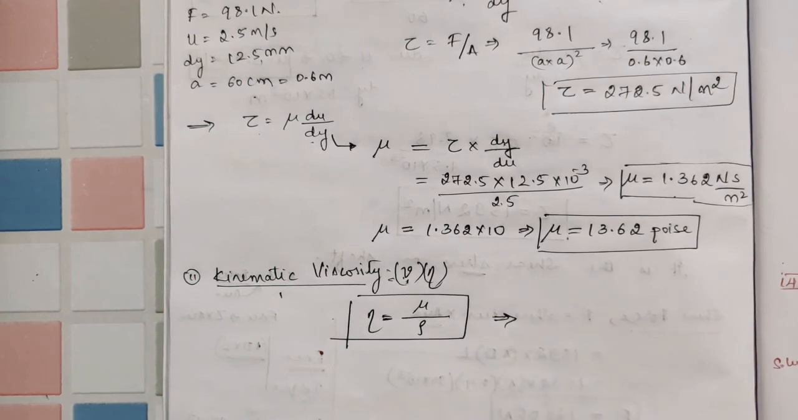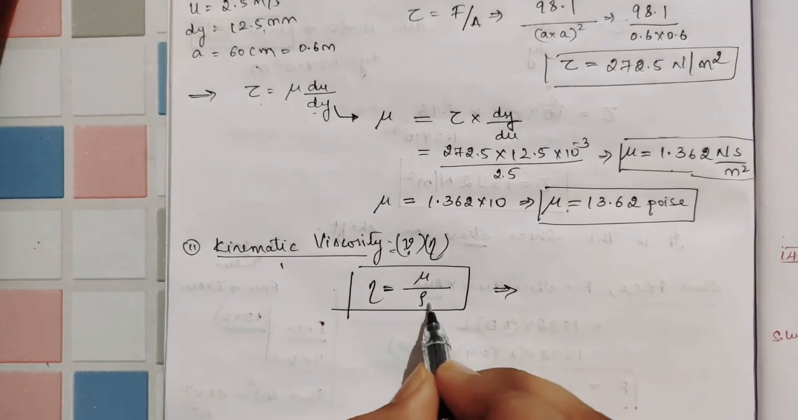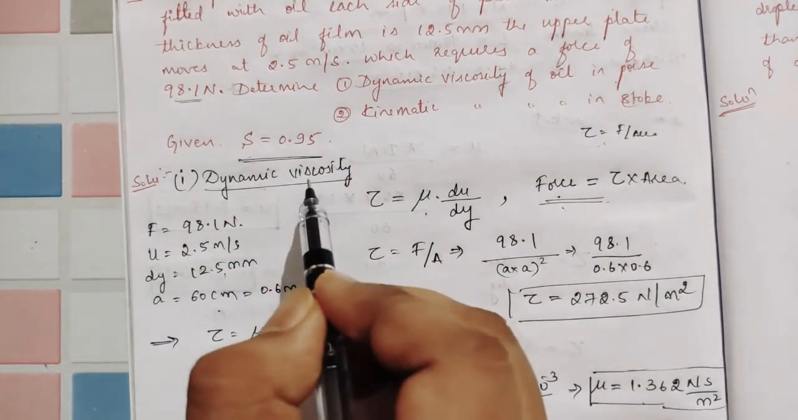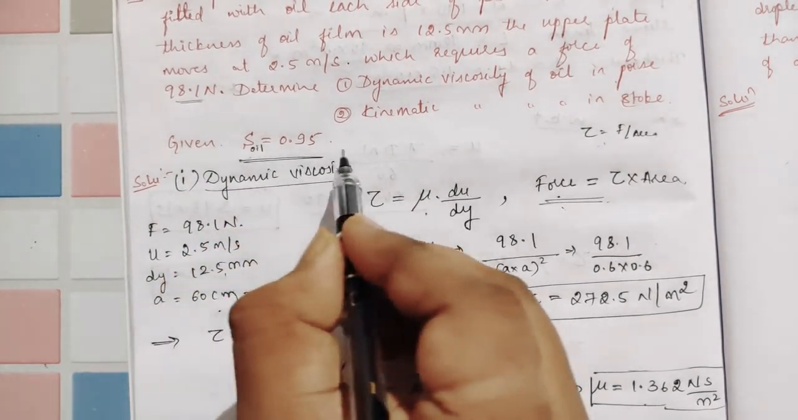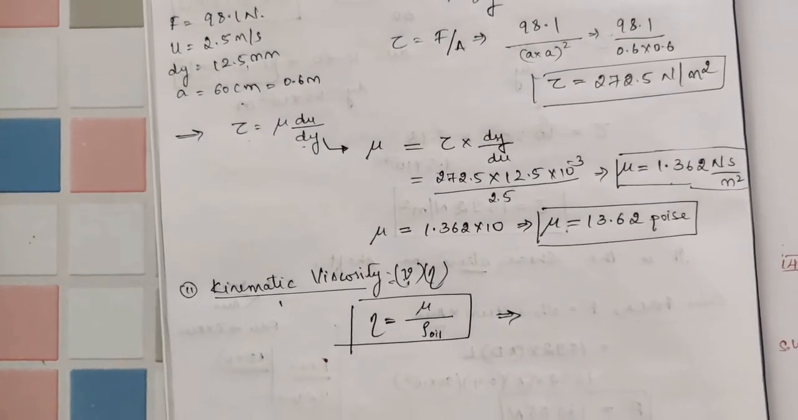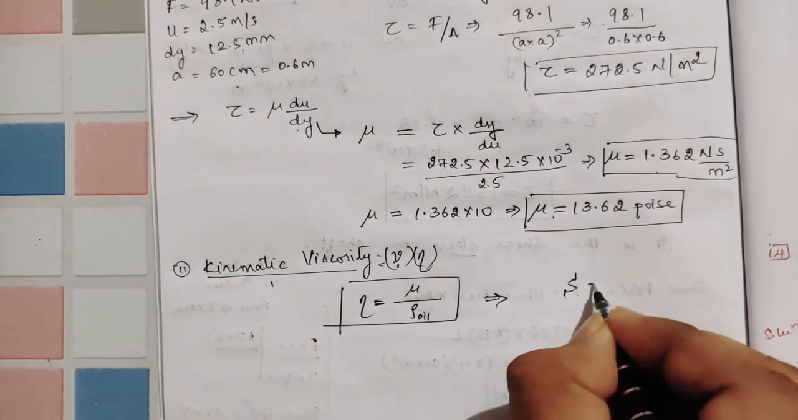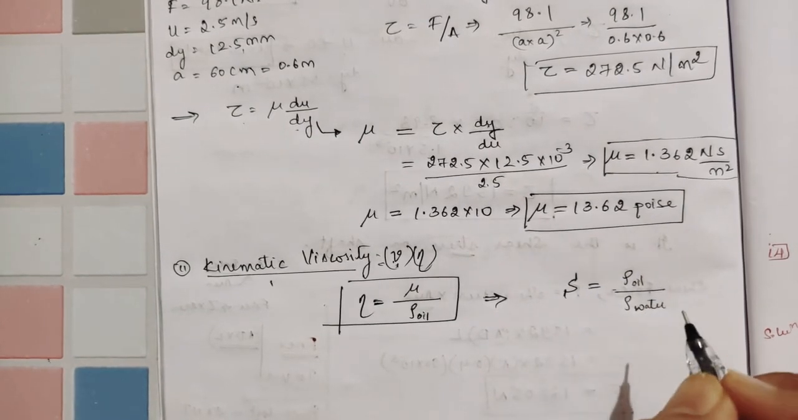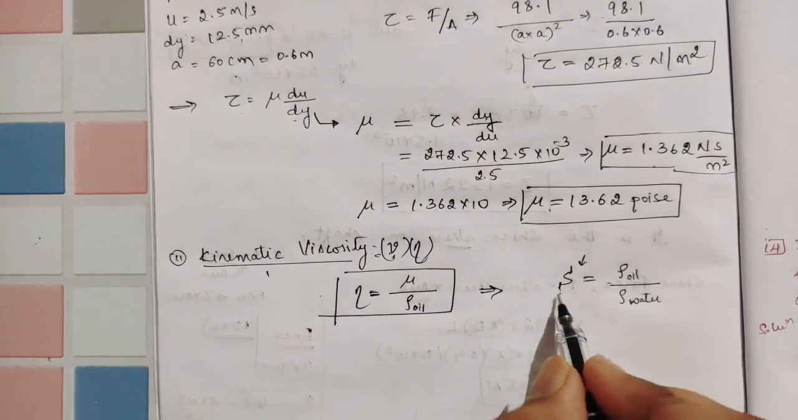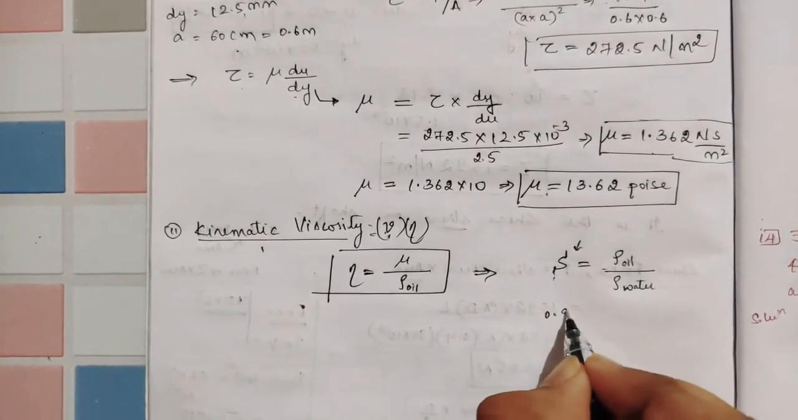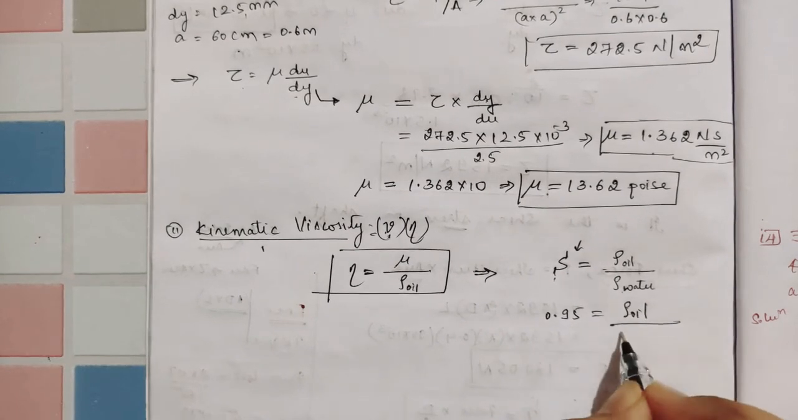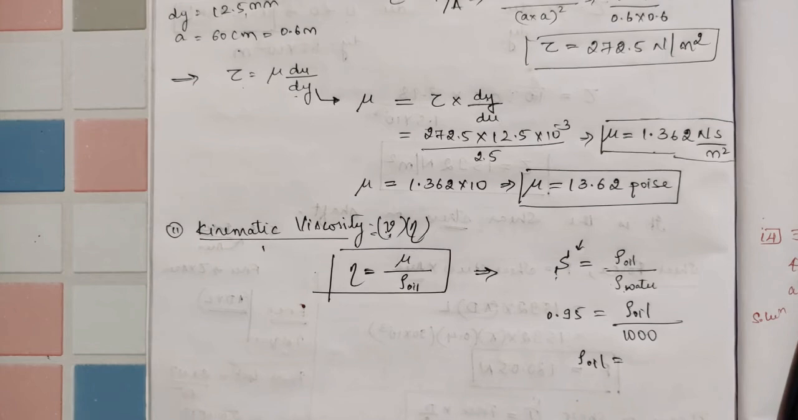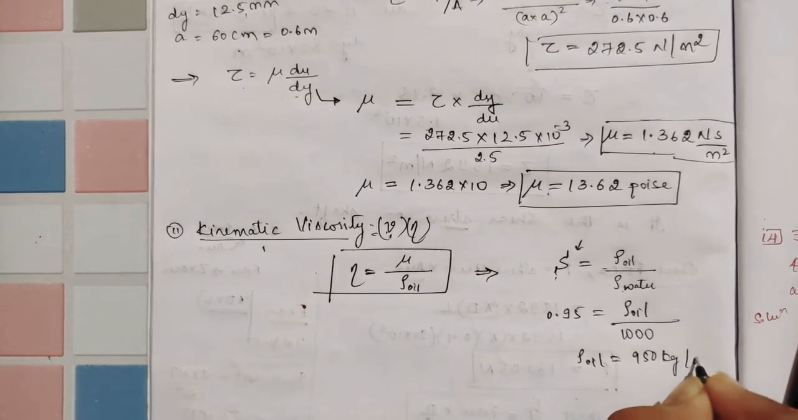Now, I don't know the density of the oil. But in the question they have mentioned that the specific gravity of oil is 0.95. We know the relation between specific gravity and density: specific gravity is the density of oil to the density of the standard, which is water. So 0.95 is the density of oil over the density of water, which is 1000 kg per meter cube. Then the density of oil is 1000 into 0.95, which is 950 kg per meter cube.